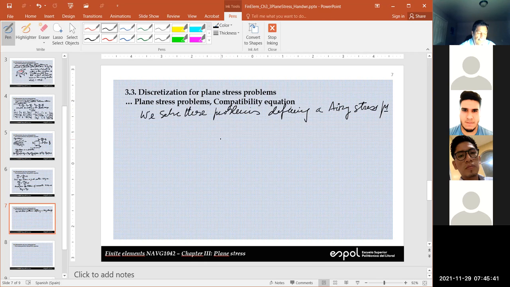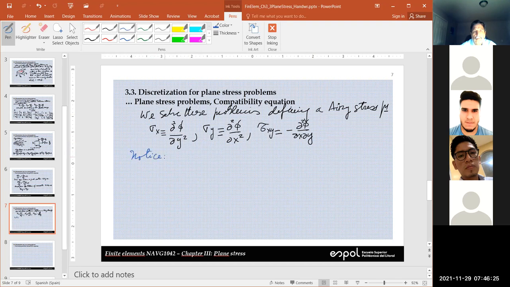So we define it like this. So sigma x is related to this Airy stress function as the second derivative of the Airy stress function with respect to y. Okay? Sigma y is defined as the second derivative of phi with respect to x. And tau xy is going to be equal to the negative of the mixed derivative of the Airy stress function. Okay, so notice that I'm going to change color here.